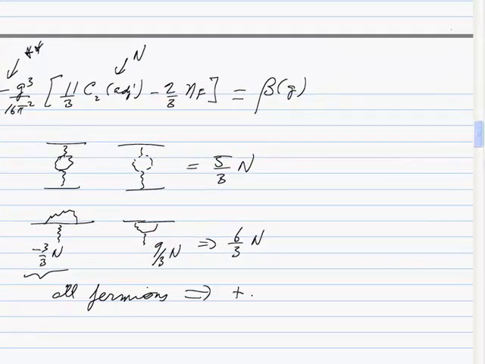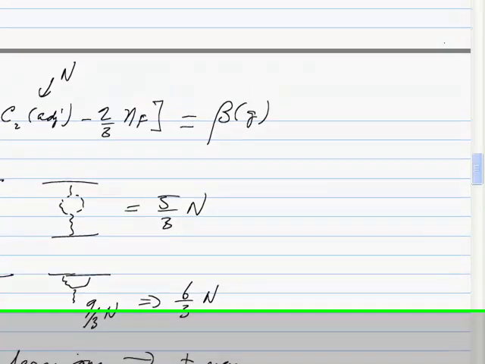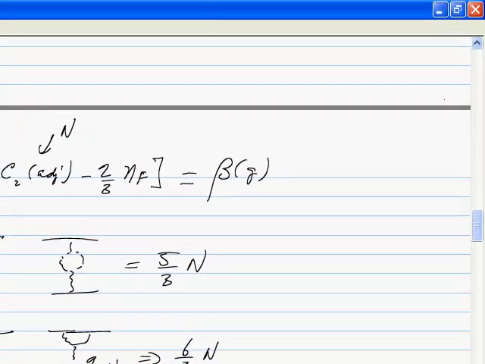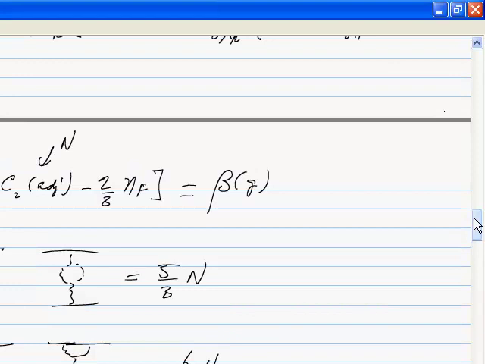Goes to an overall plus sign. The gluon pieces, all the gluon pieces, or all the gauge bosons, go to negative pieces. Okay. So that's that. Okay, any questions about the decomposition here?